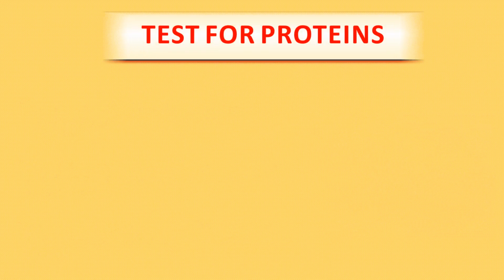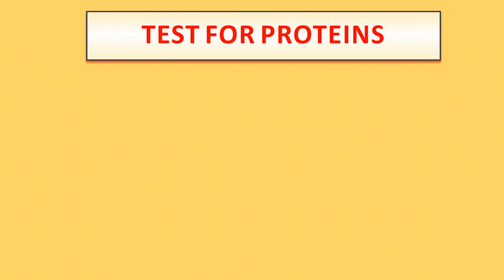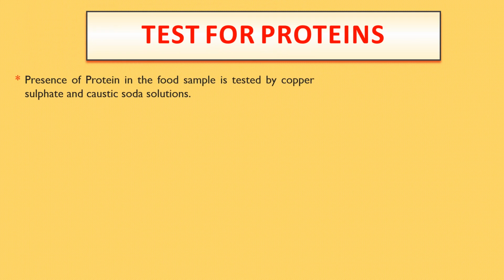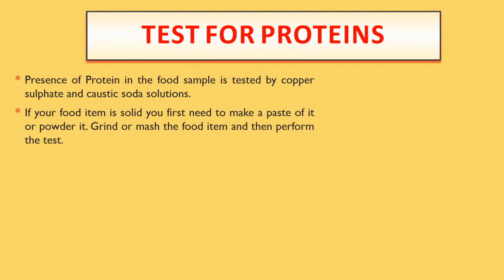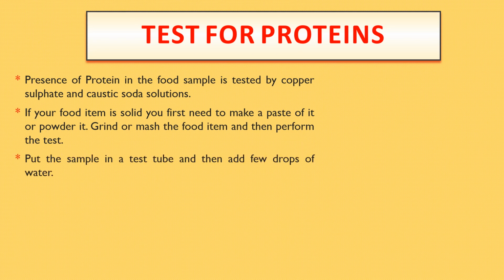Let's perform an activity to find out whether the given food item contains proteins or not. Presence of proteins in the food sample is tested with the help of copper sulfate, which is a blue color solution, and caustic soda solution, which is transparent. If your food item is solid, like chana dal, then you first need to make a paste of it. First of all, powder it, grind it, mash the food item, and then only perform the test. So, make the powder of chana dal and then put the sample in the test tube.